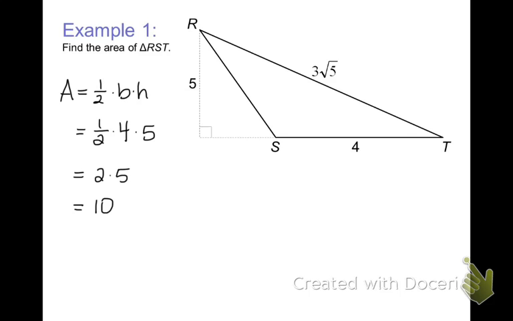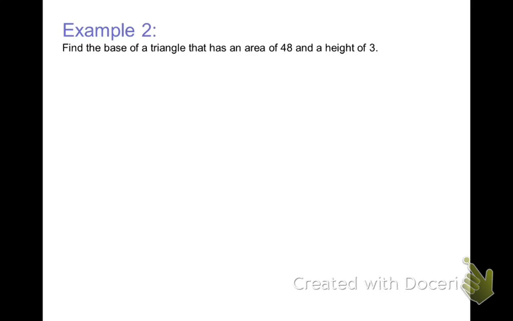No? Okay. So the next example we want to look at, we want to find the base of a triangle that has an area of 48 and a height of 3. Why is this different from the last one? Because, yeah, exactly. This time you know the area rather than the base and the height, right? You know the area and the height. Do you use a different formula? Absolutely not. You just use the same exact thing. You're just filling in different pieces of it.